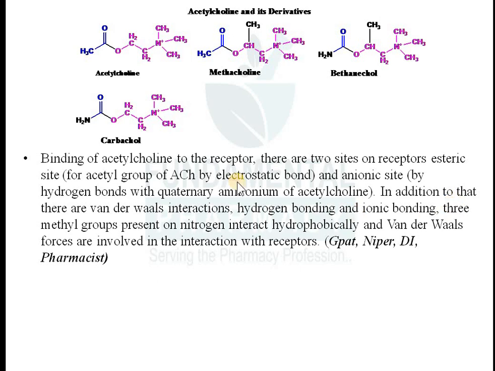Binding of acetylcholine to the receptor, there are two sites on the receptor for binding of acetylcholine molecule. There is one esteric site and there is one anionic site. Okay, so acetylcholine molecule join the receptor by these two sites. First one is the esteric site. So at the esteric site of receptor, the acetyl group of acetylcholine will bind, and at the anionic site of receptor, the quaternary ammonium will bind by electrostatic bond and hydrogen bonds.